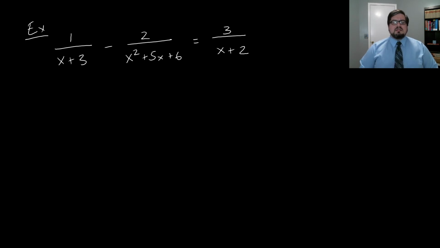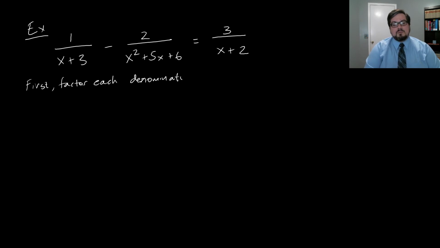We can sometimes still apply the same techniques that we did before, although sometimes we will have to move to more complex techniques. But the first step that we need to work on here is factoring. So first, we factor each denominator. We need to do that first before we can figure out what the least common denominator is. Now, the first term just has a denominator of x plus 3. That doesn't factor any further.